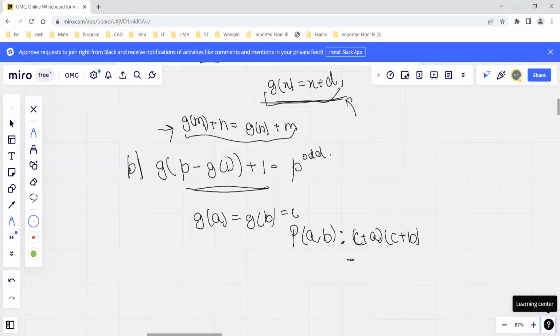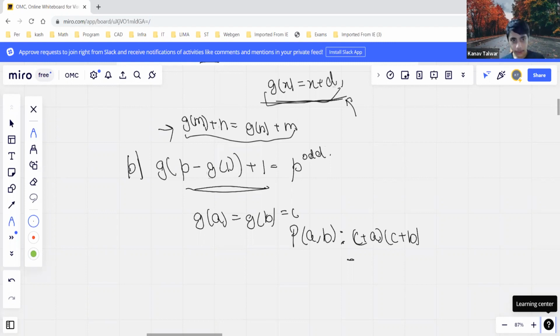But if the function is injective, it should only hold if a equals b. No, we need to prove the function is injective. We are now proving the function is injective, so we assume this, and now we want to prove a is equal to b.